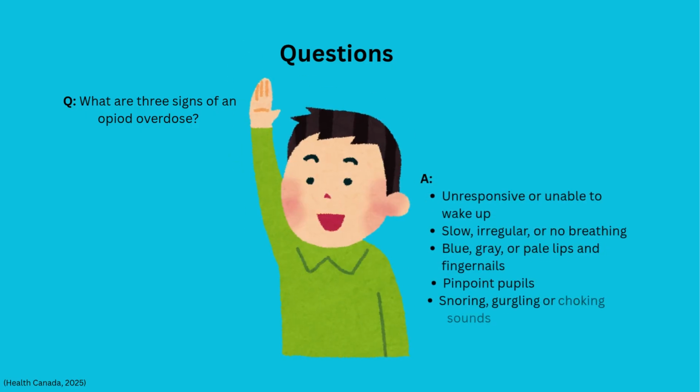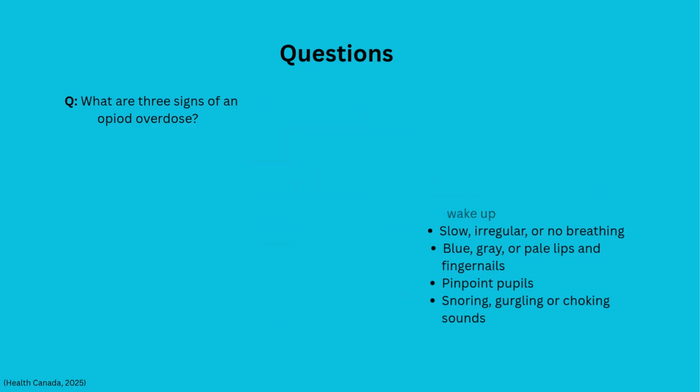We have 5 main indicators for an opioid overdose: unresponsive or unable to wake up, slow, irregular, or no breathing, blue, gray, or pale lips and fingernails, pinpoint pupils, and snoring sounds, gurgling, or choking.